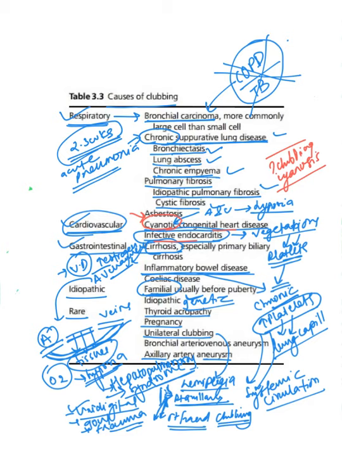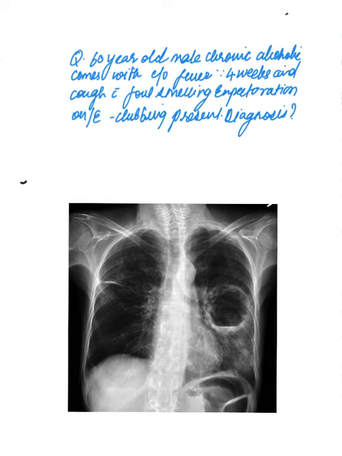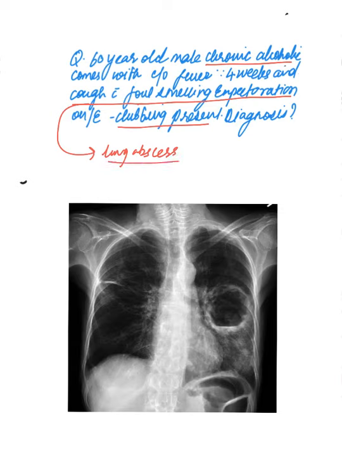So let's come to some case discussion. A 60-year-old male chronic alcoholic comes with complaint of fever for 4 weeks and cough with foul smelling expectoration. On examination, clubbing is present. So cough with foul smelling expectoration is a red flag for lung abscess. We have learned in our clinical history taking that if a history of cough with foul smelling expectoration is present, it indicates lung abscess. Also, there is another clue here that the patient is a chronic alcoholic, and alcoholics are at risk of getting lung abscess.